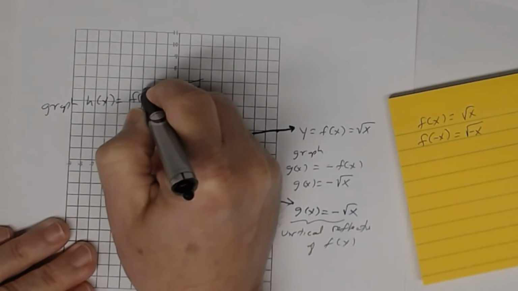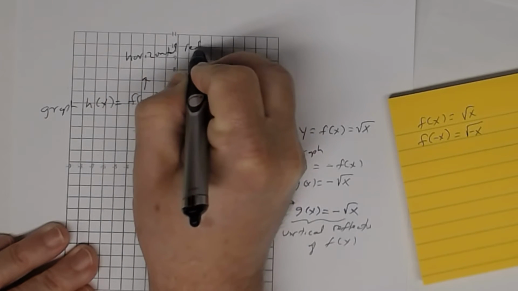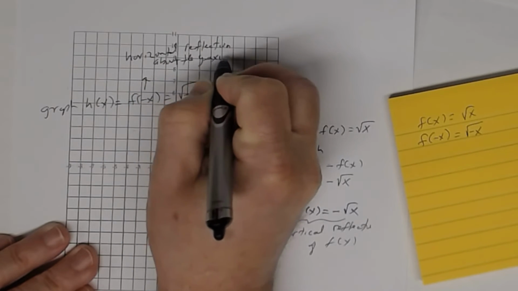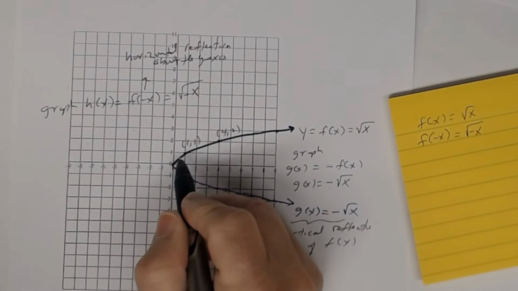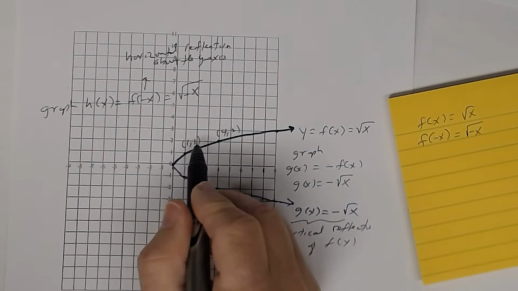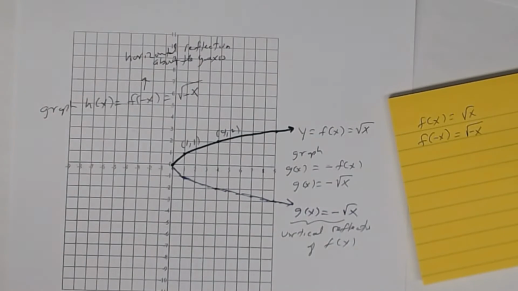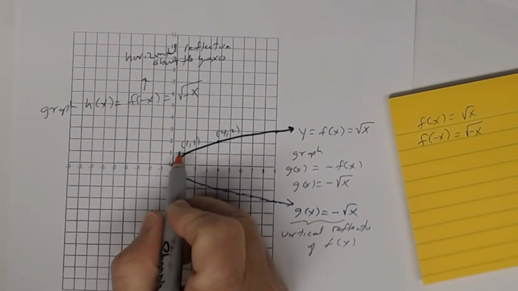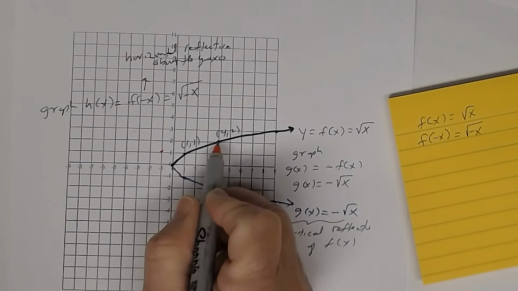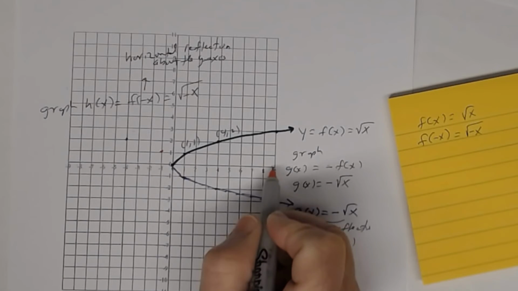So remember that. So this right here is a horizontal reflection about the y-axis. Just like in our previous example, whatever point you see here, you're going to reflect it about the y-axis. So the y coordinate stays the same, the x coordinates become opposites. In other words, I'm going to go ahead and use orange here. The point 1, 1 becomes the point negative 1, 1. 0, 0 stays 0, 0. The point 4, 2 becomes the point negative 4, 2. Okay?